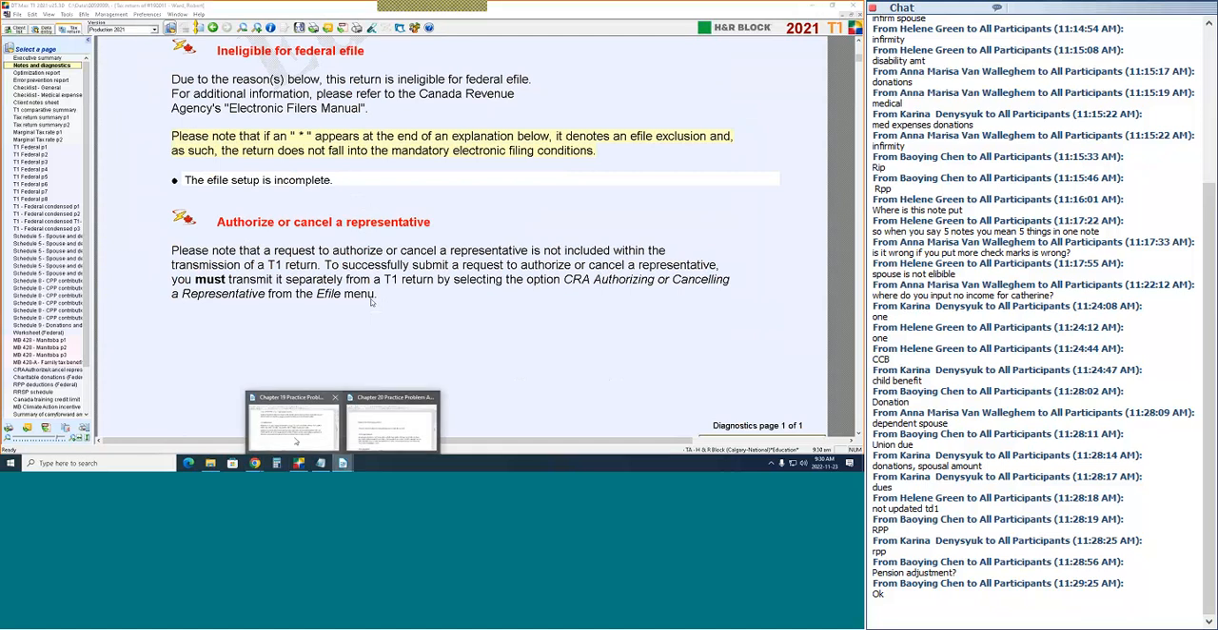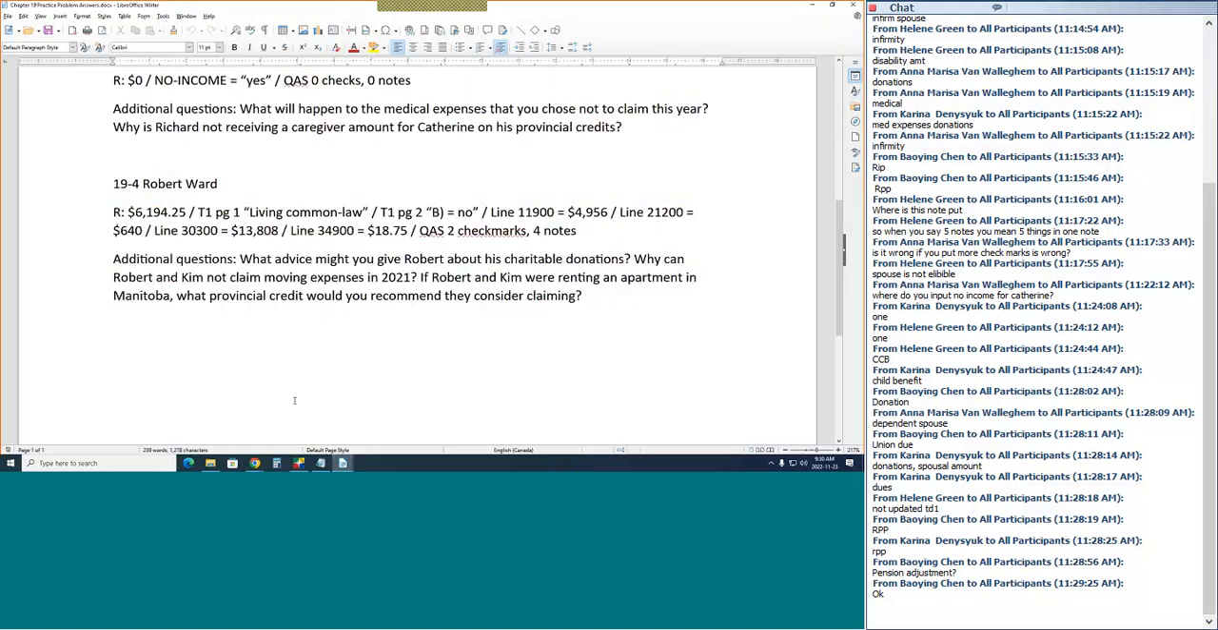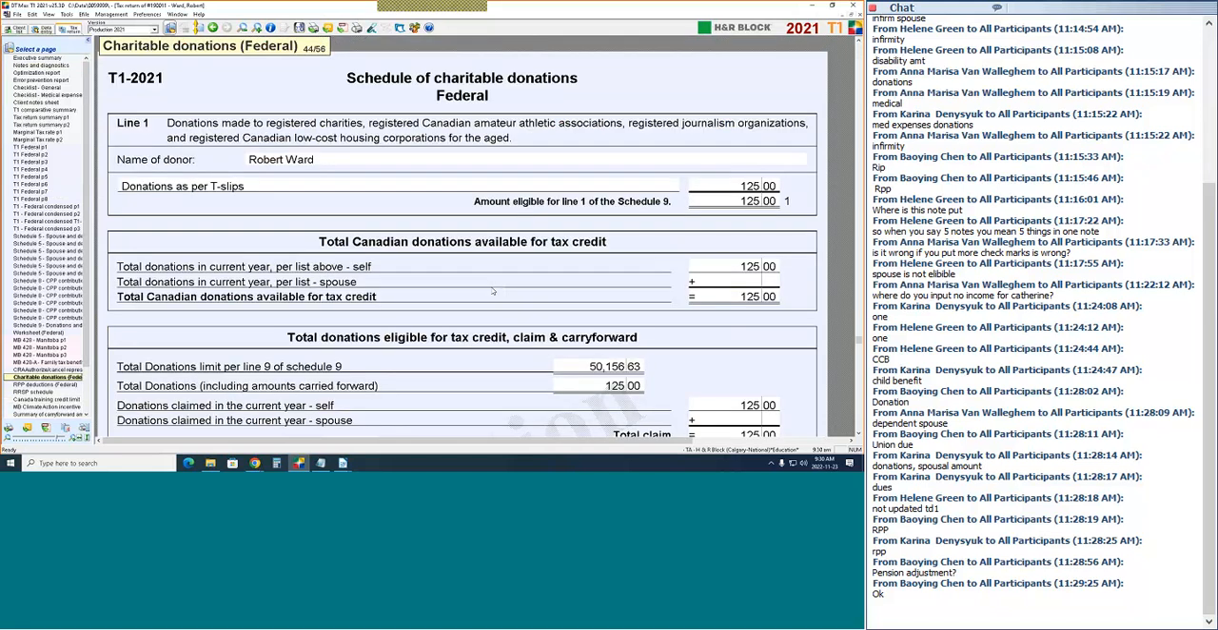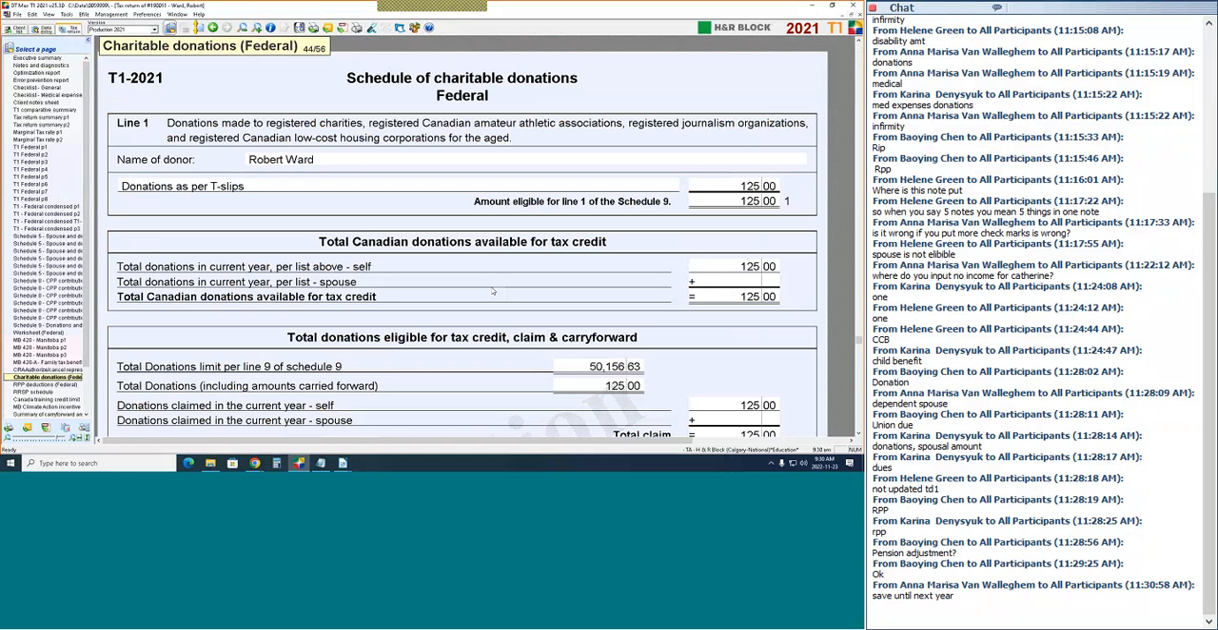All right, and I had another question for you on this one, which is, what advice might you give Robert about his charitable donations? Okay, so I'm going to take a look at the charitable donations. And if we look here, we have donations of $125. Nice big refund this year. What might you recommend?